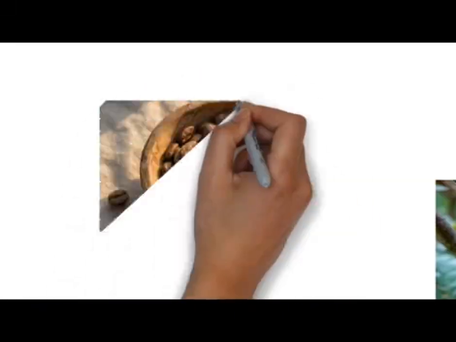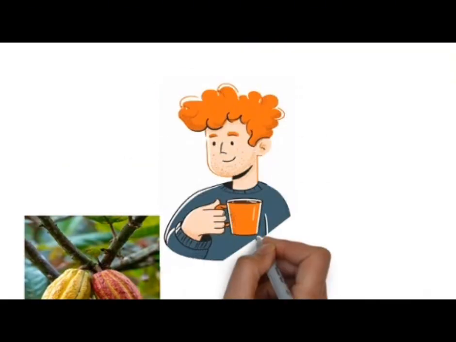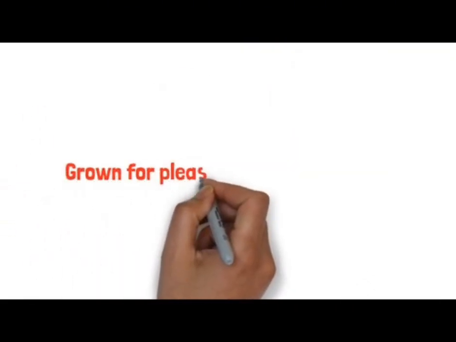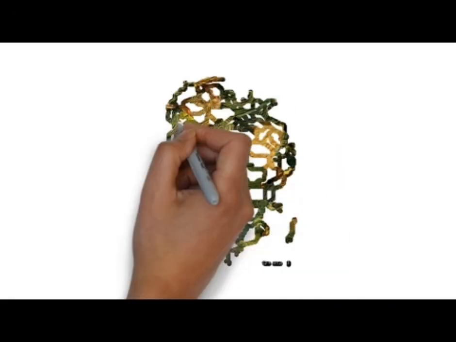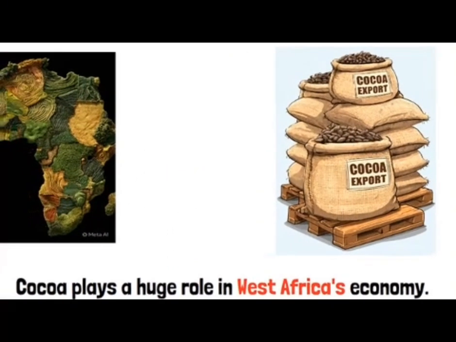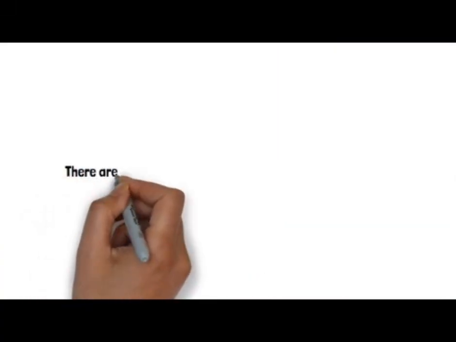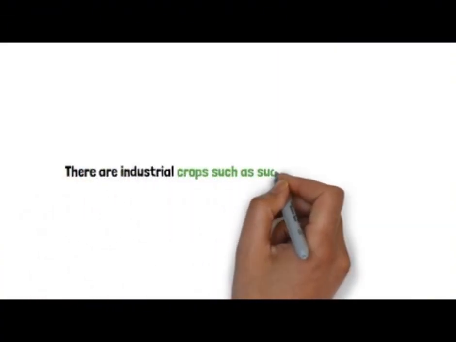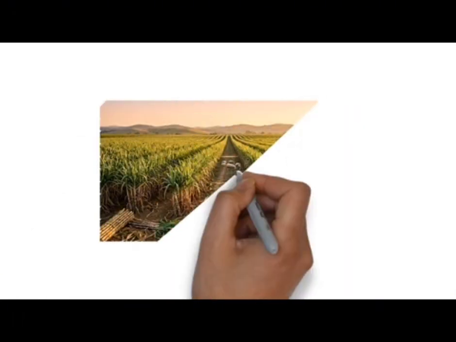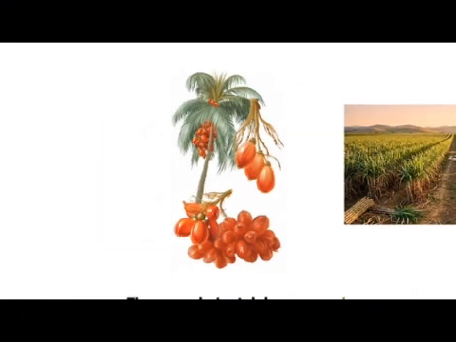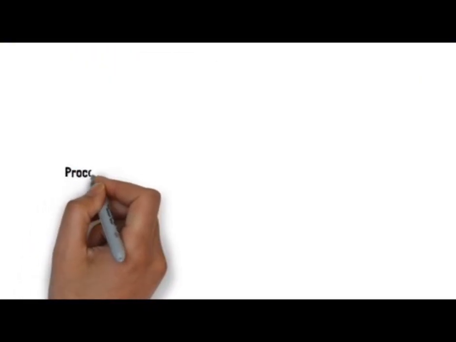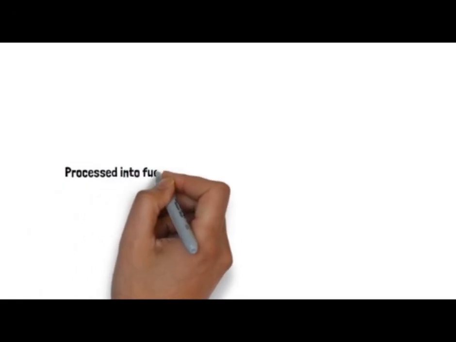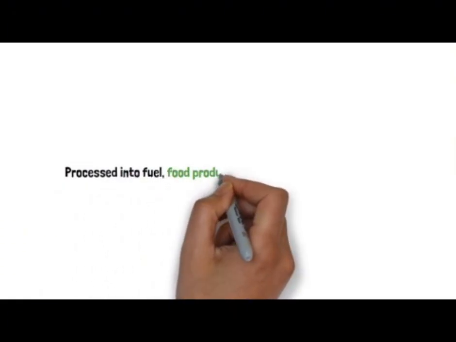Beverage crops like coffee, tea, and cocoa are grown for pleasure as well as trade. Cocoa, in particular, plays a huge role in West Africa's economy. And finally, there are industrial crops, such as sugarcane and palm nut, which are processed into fuel, food products, and manufacturing materials.